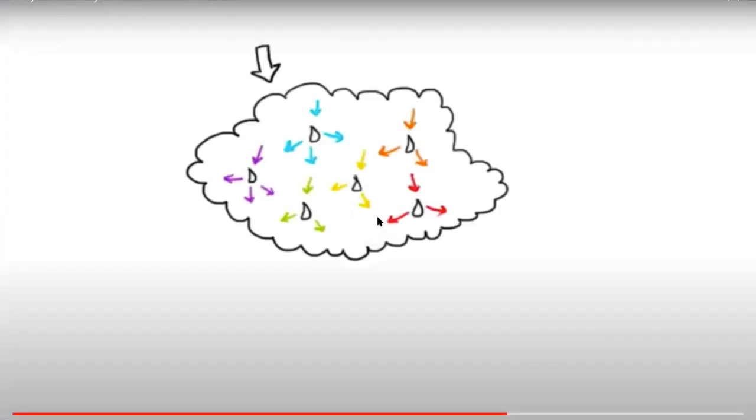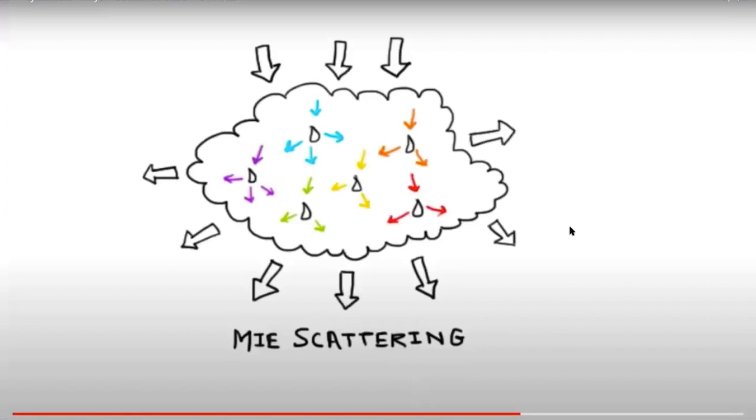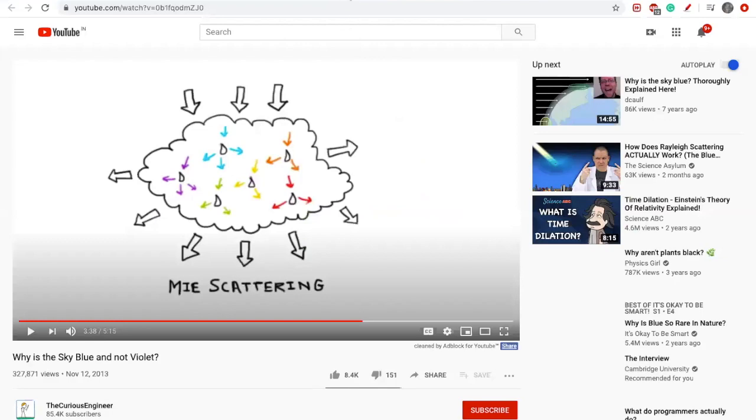We can see cloud droplets are large enough to scatter all visible wavelengths more or less equally. Okay, so we now know so many things.